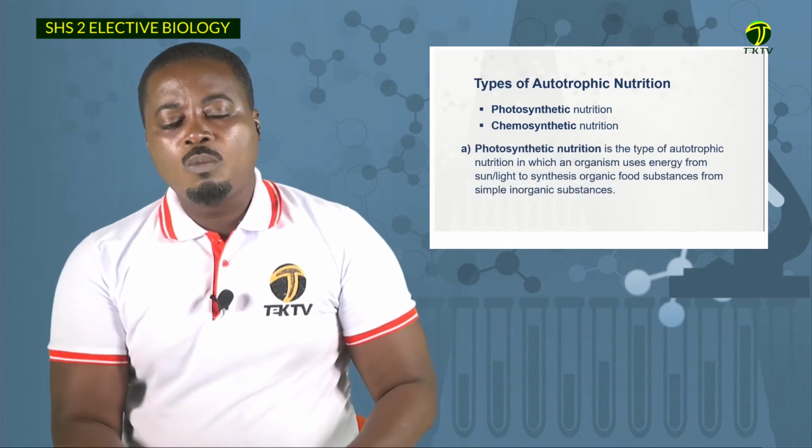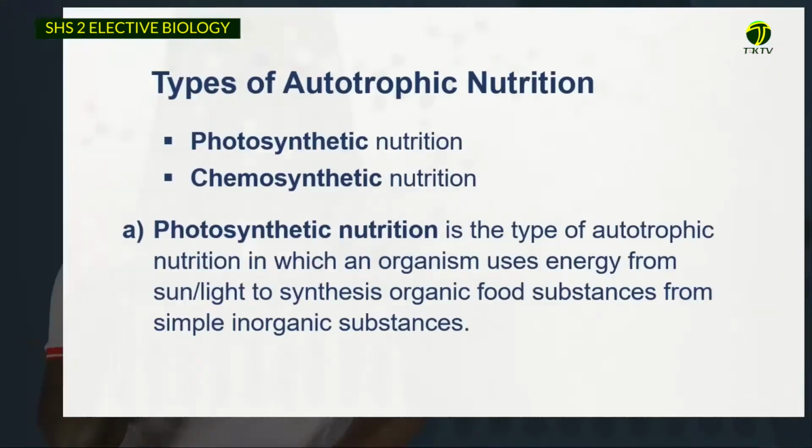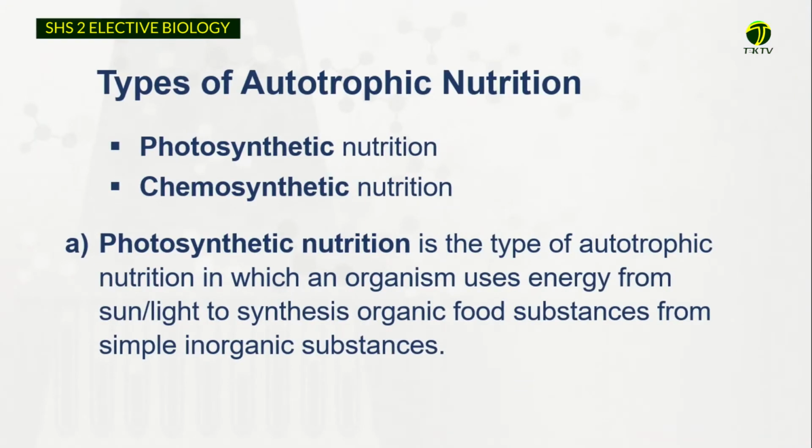Now, therefore, photosynthetic nutrition is a type of autotrophic nutrition in which an organism uses energy from sun or light to synthesize organic food substances from simple inorganic substances. So, photosynthetic nutrition is the type of autotrophic nutrition in which an organism uses energy from sun or light to synthesize organic food substances from simple inorganic substances.